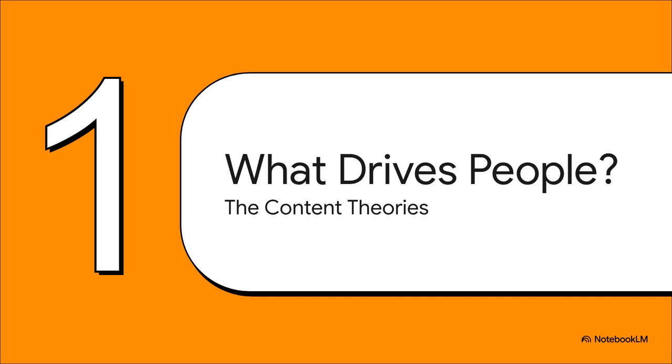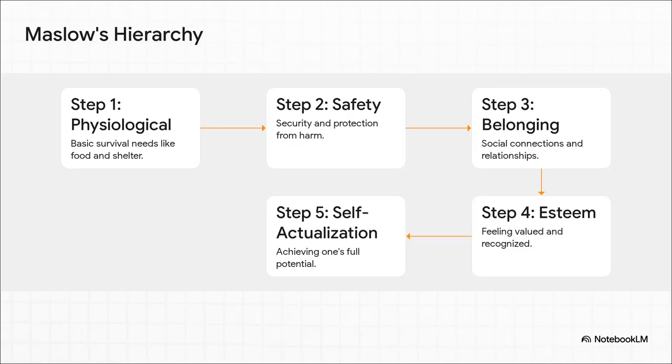Okay, to build out our toolkit, we first need to understand the fundamental blueprints of what people want. These are called the content theories, and they all basically ask the same simple question. What are the things that get people out of bed in the morning? And of course, we've got to start with the OG, the big one, Maslow's hierarchy of needs.